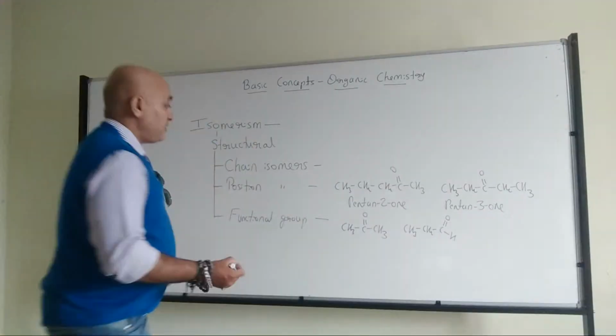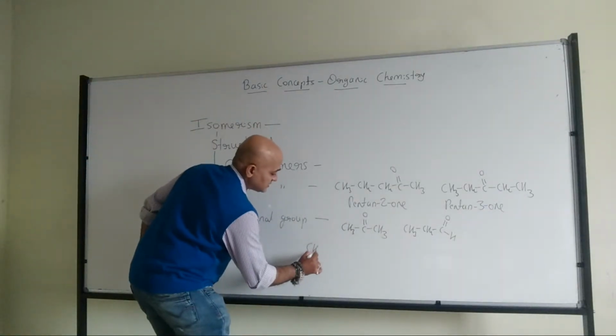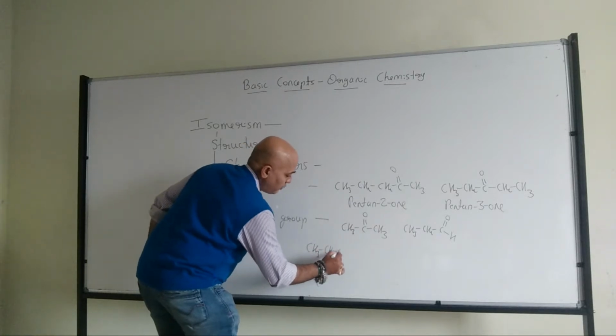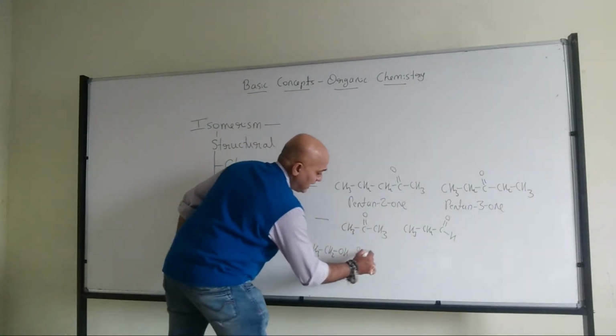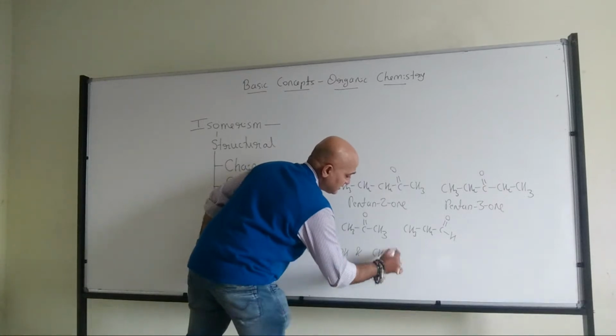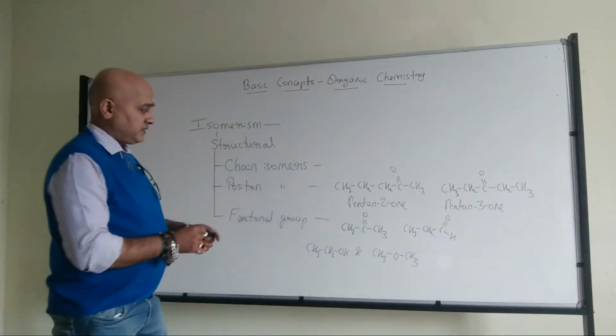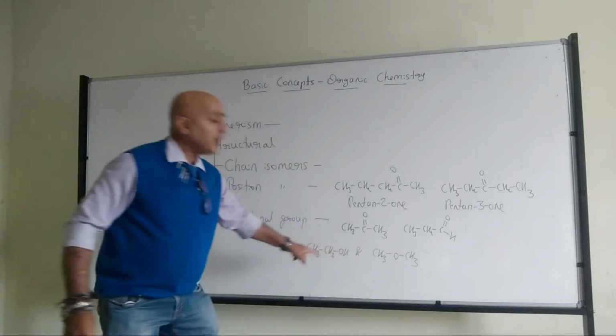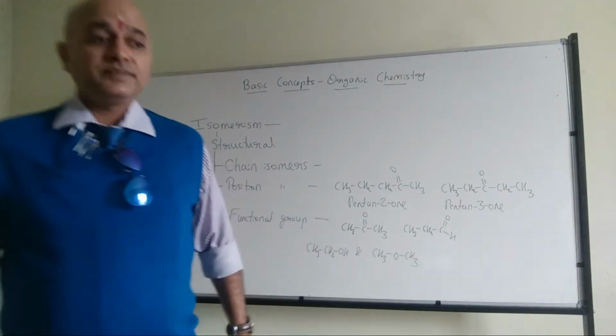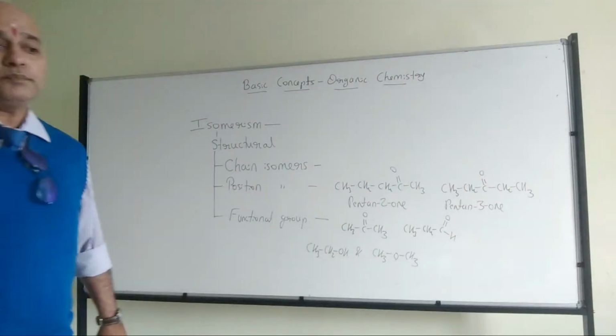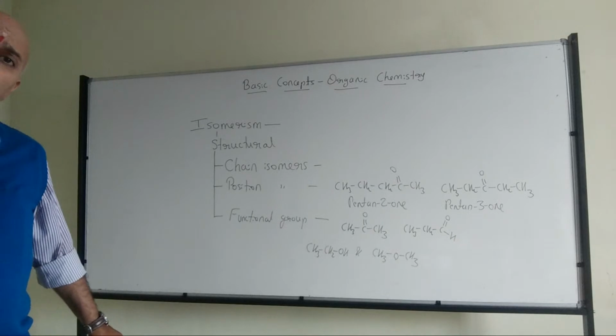Or in the same way we have CH3, CH2OH, ethanol, and dimethyl ether. Ether and alcohol isomers, they can be the examples. All of you got my point?